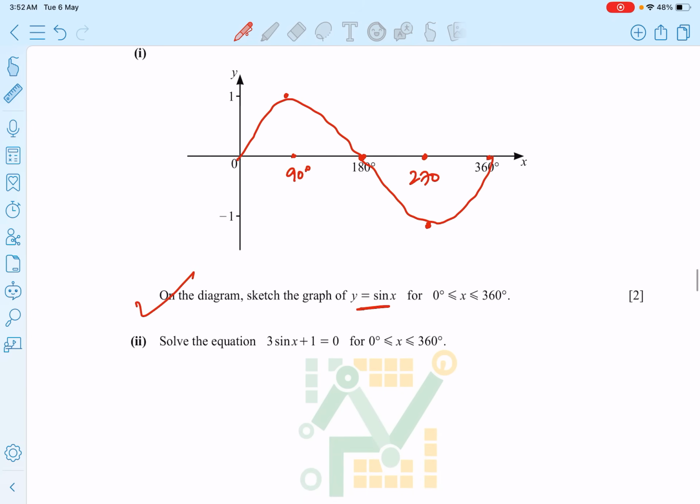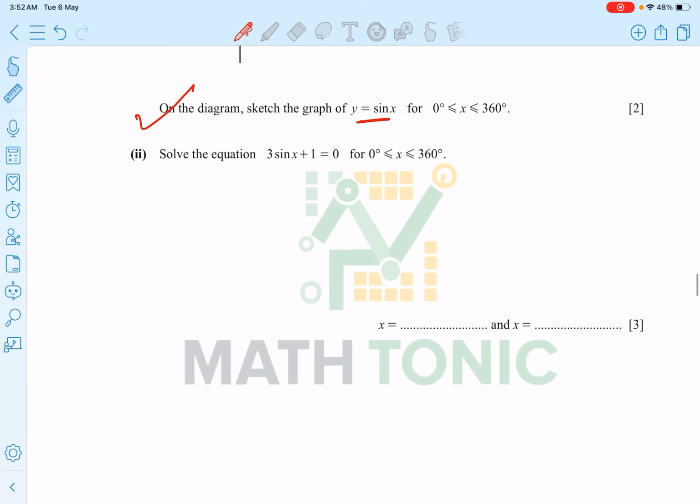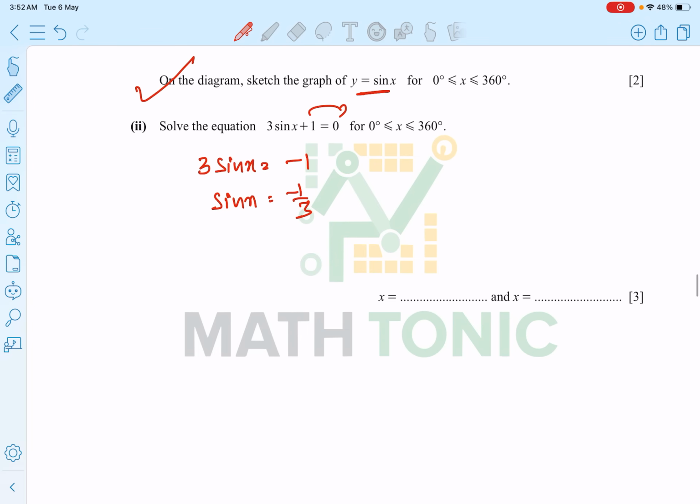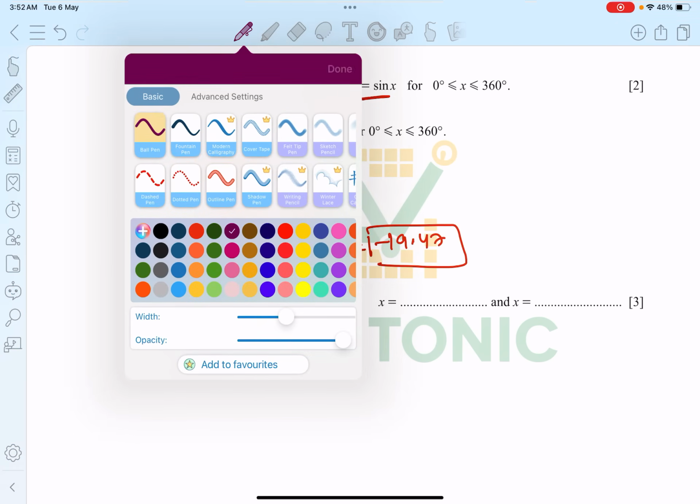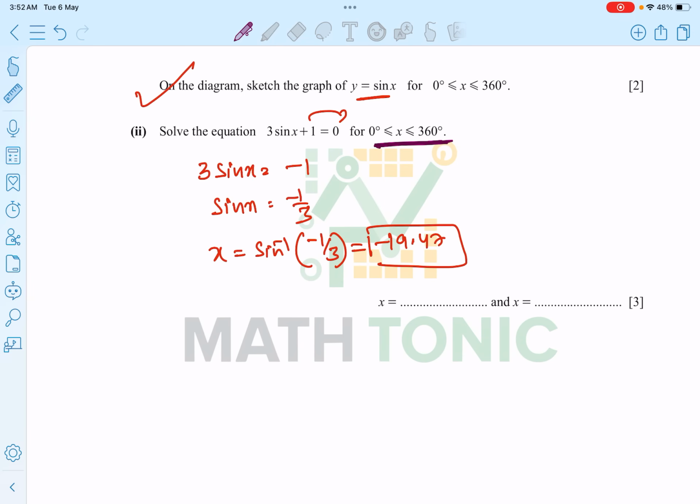Second part is given. Try to solve this equation from 0 to 360. Let me try to rearrange it. So 3 sine x equals -1. If I try to move it, I get sine x equals -1 over 3. See, for this case sine x is negative. Now, how to find the value of x angle? So sine inverse of -1 over 3 equals -19.47. But the problem is we need to find the value which lies between 0 to 360, not a negative angle. So how to do this?